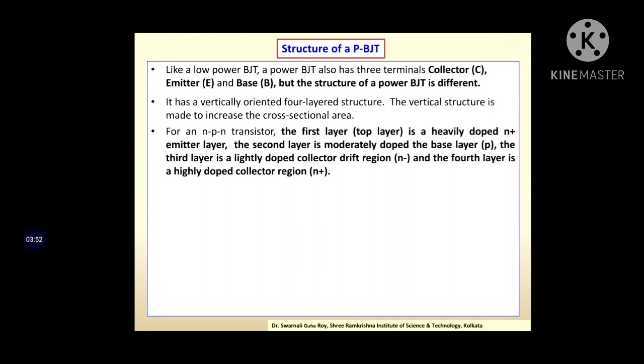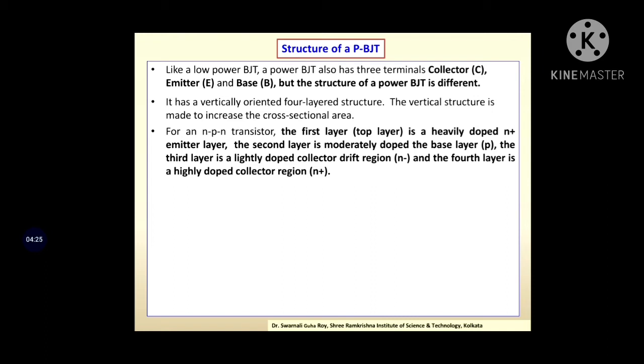If we consider the NPN transistor's structure, why are we talking specifically about the NPN transistor? Because for high frequency applications, the switching speed of the device is very important, and the switching speed of an NPN transistor is comparatively much more than that of a PNP transistor.